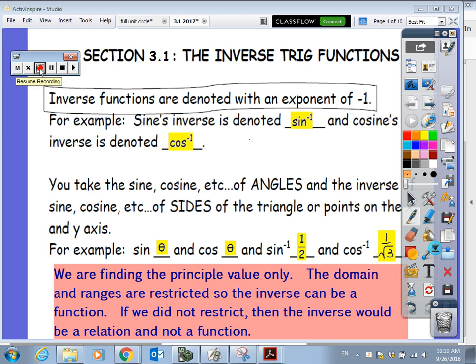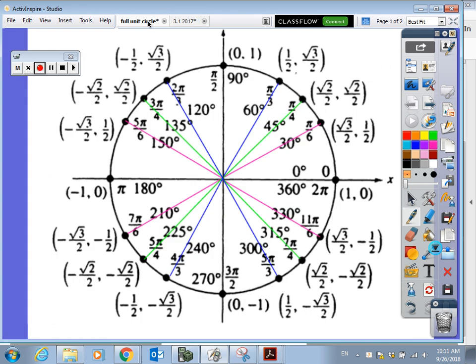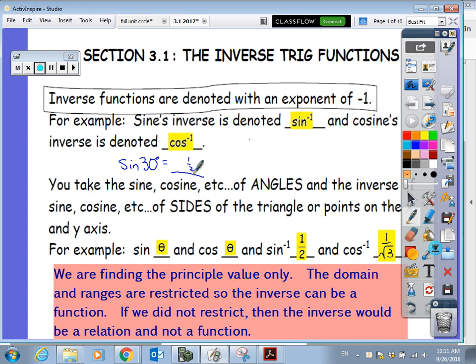What we're doing in this unit is going to be the opposite of what we did in Unit 1. In Unit 1, we took the sine of 30 degrees, and the sine of 30 degrees was equal to 1/2. So that would be an example of what we did. The sine of 30 degrees equals what? And we answered that. We looked at our unit circle. We went to 30 degrees. We looked at the y value, and it was equal to 1/2. Well, now we're going to do the opposite. We're going to take the inverse of 1/2, and we want to know what that is.